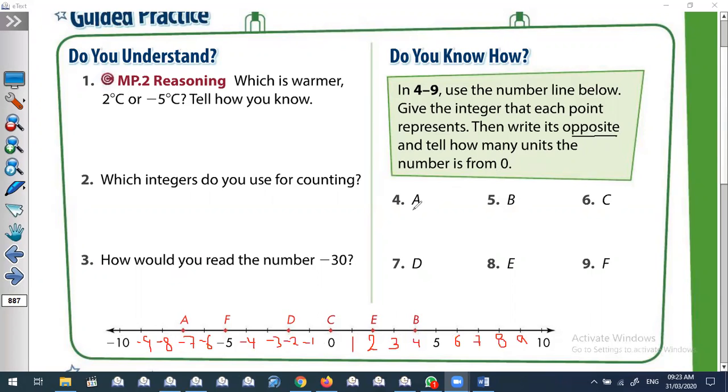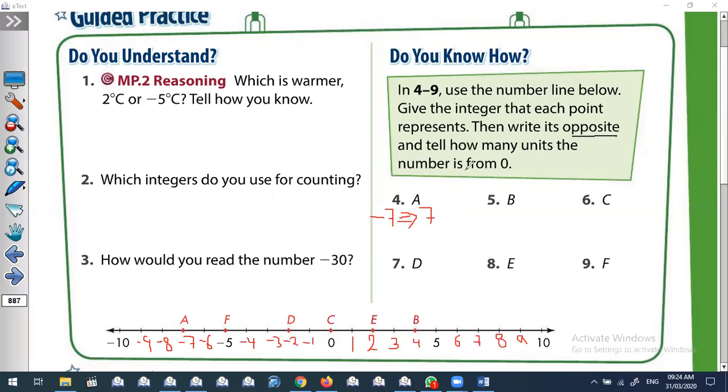Let's find the letter A. Letter A is here. Letter A represents negative 7. What about the next question? It's opposite. Opposite means change the sign. Change the sign. Instead of negative 7 will be 7. So the opposite of negative 7 is 7. The opposite of 7 is negative 7, and so on. The opposite of negative 7 is 7, and the opposite of 7 is negative 7.